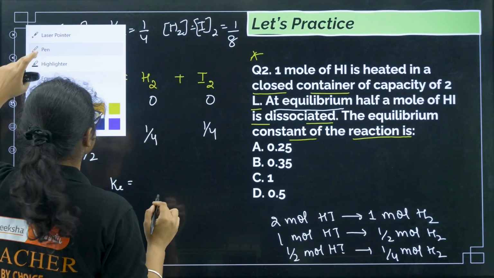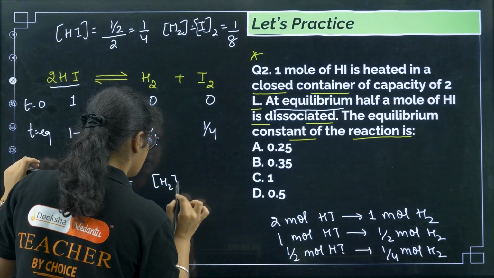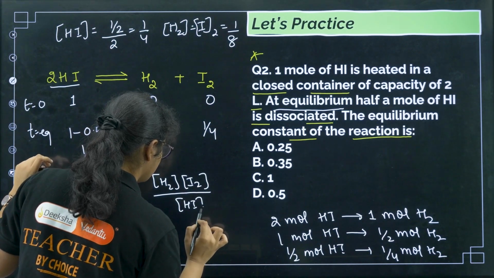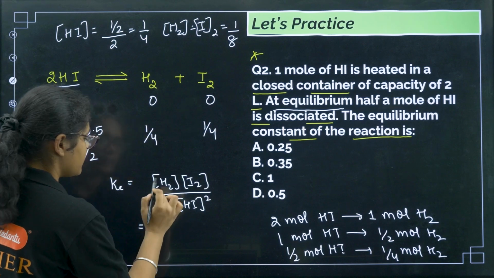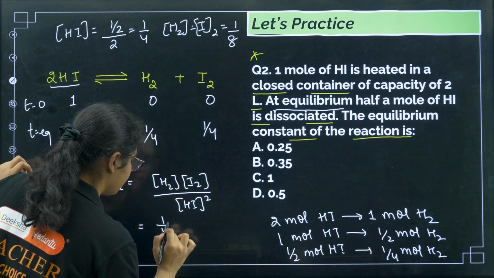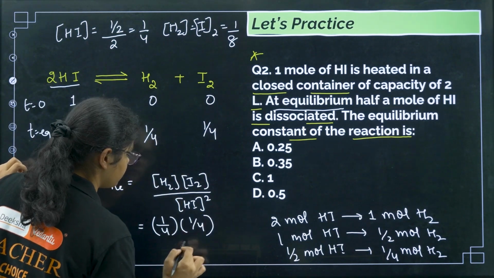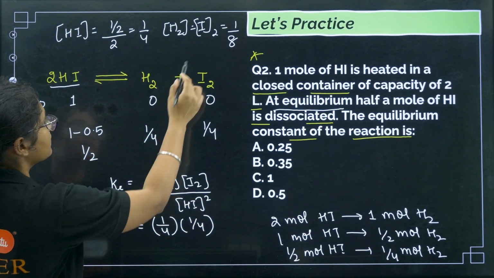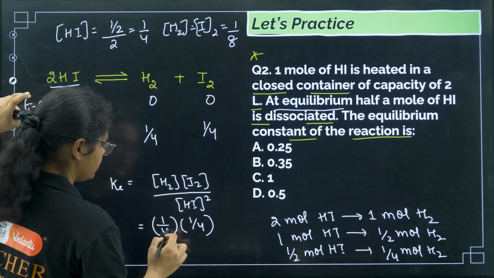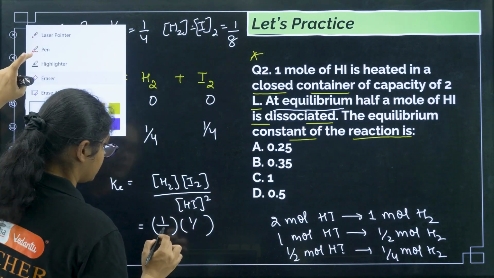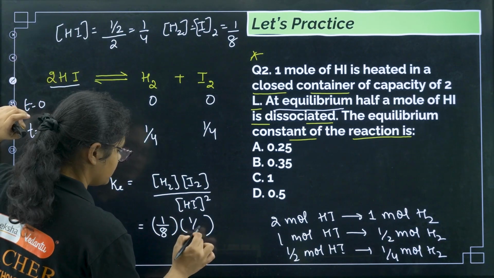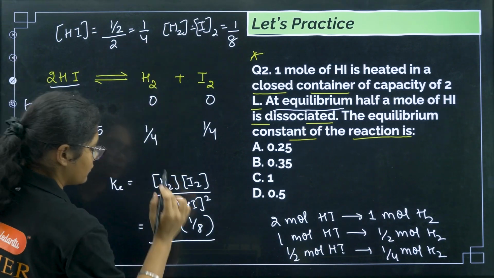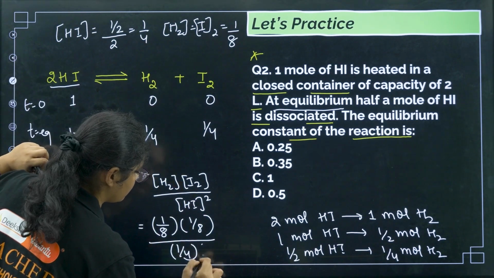We will have H2 concentration into I2 concentration divided by HI to the power of 2. Now H2 concentration is 1/4, I2 concentration is 1/4. Let me correct it: H2 concentration is 1/8, I2 is 1/8, and HI is 1/4, squared, so I can put it 2 times.